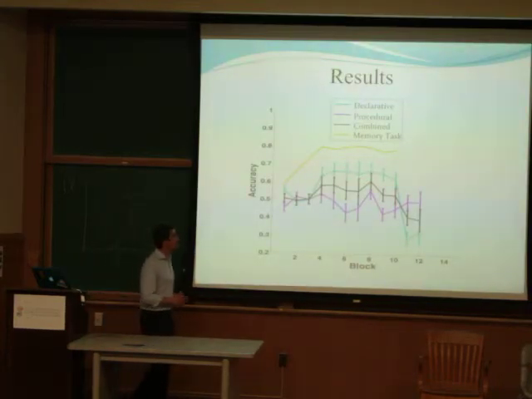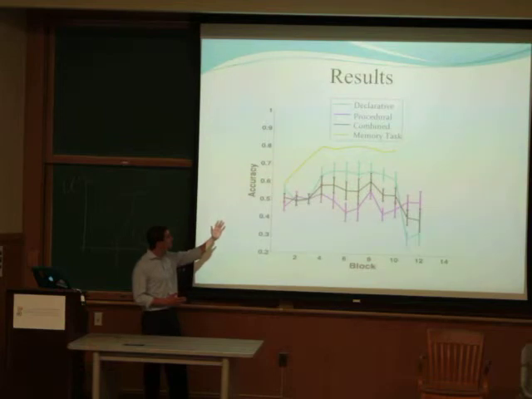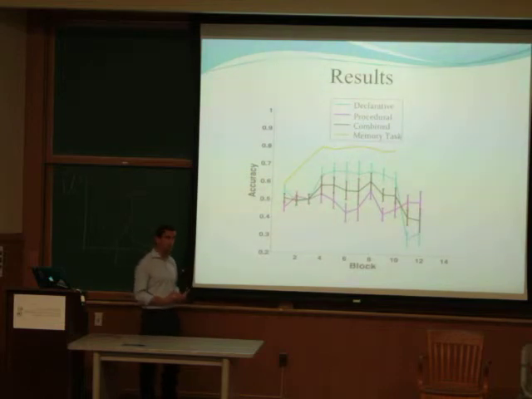This is a bit of a busy graph, but I'll walk through it step by step. The yellow bar is the memory task. And as you can see, it takes a while for participants to learn. But after that, they retain a fairly high level of accuracy. And this is important because we need to make sure that our participants are actively engaged in the manipulation.